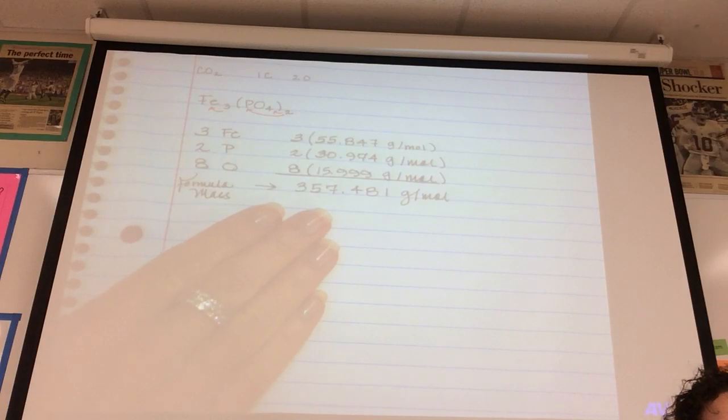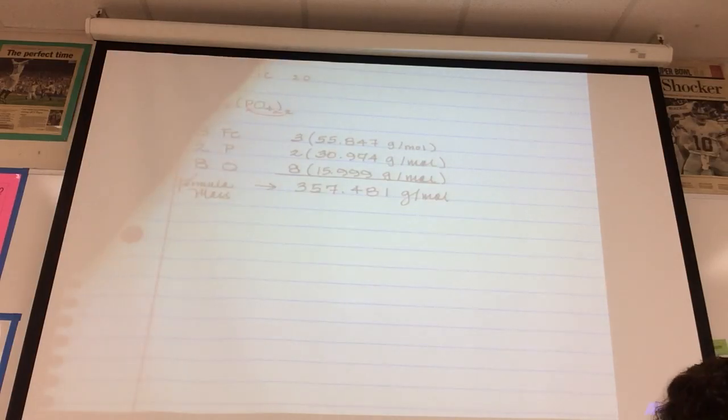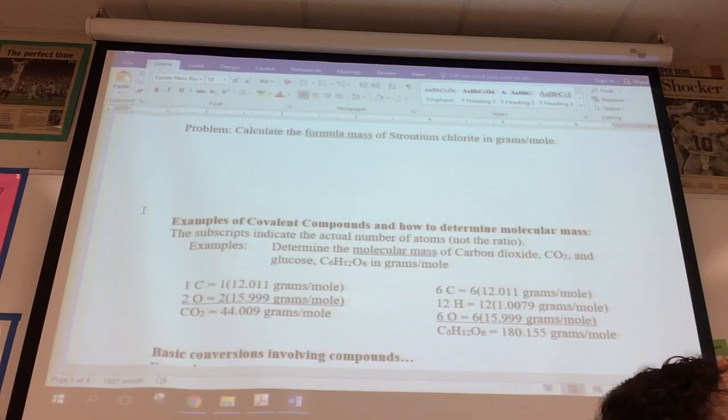Questions here? Pretty easy? Okay, try and do this one. It says calculate the formula mass of strontium chloride in grams per mole. Write the chemical formula and give it a shot.